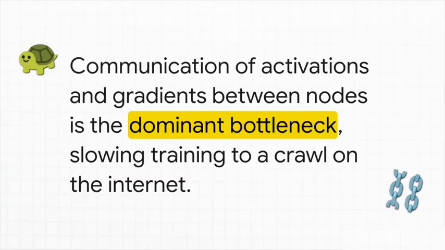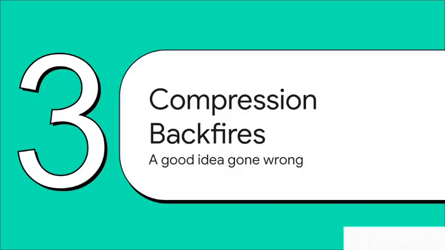The data that gets sent between the layers, it's called activations, basically the processed info, can be hundreds of megabytes for every single step of the training. Trying to push that over your home internet connection? Yeah, it's painfully slow and it bottlenecks the whole process. So the obvious solution is just to compress the data, right? Make it smaller before you send it. But here's where the journey gets really tricky. Because the most common, most effective compression methods, they don't just fail here, they spectacularly backfire.